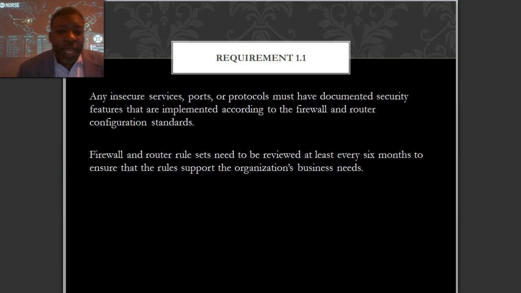Requirement 1.1, any insecure services, ports, or protocols must have documented security features that are implemented according to the firewall and router configuration standard. We can beat this all day long, but basically everything needs to be documented and standardized. Firewall and router rule sets need to be reviewed at least every 6 months to ensure that the rules support the organization's business needs. This is important for PCI. You have to do this every 6 months.